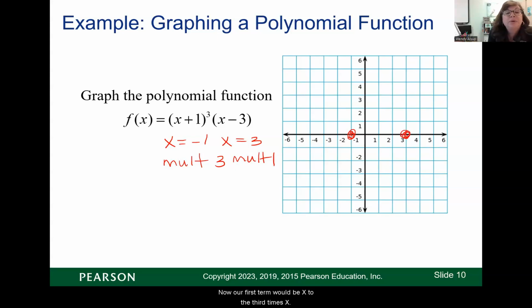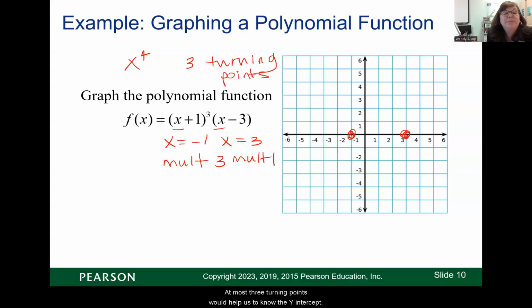Now, our first term would be x to the 3rd times x, so our first term is going to be x to the 4th. So we have a 4th degree equation, with at most 3 turning points. It would help us to know the y-intercept. That's going to be the very last constant at the end. So 1 to the 3rd power is 1, 1 times negative 3 is negative 3. So our y-intercept is going to be something like this.